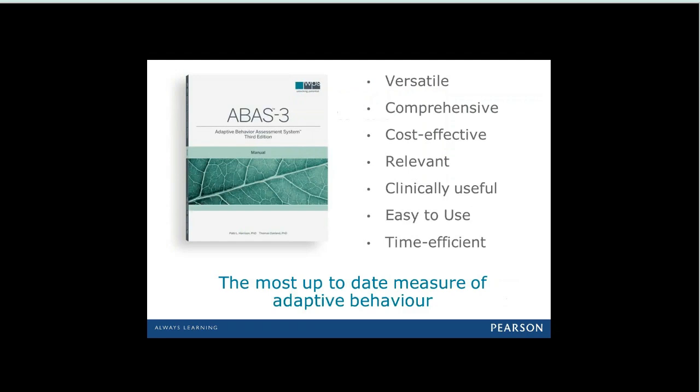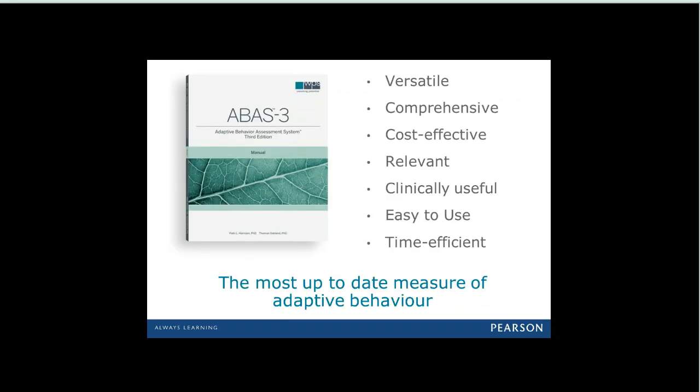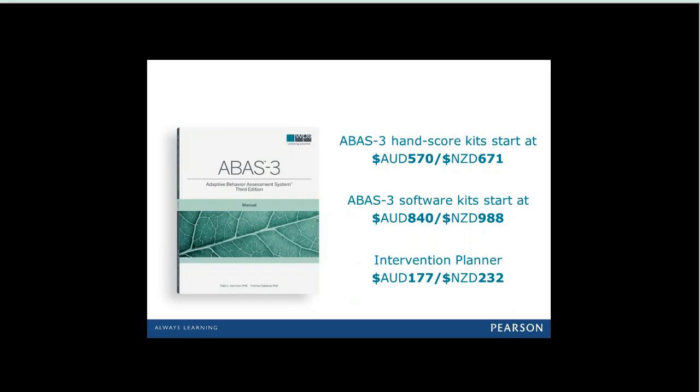So very quickly as an overview, the ABAS 3 can be considered as a versatile, comprehensive, cost-effective, relevant, clinically useful, easy-to-use, time-efficient test. It is currently the most up-to-date measure of adaptive behaviour. For those of you who use the Vineland and are considering, which one do I use, ABAS 3 or Vineland 3, we are expecting the Vineland 3 to be released around April, May next year. So April, May 2016.